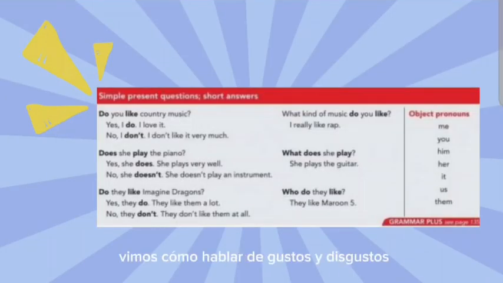In this unit, we saw how to talk about likes and dislikes, give opinions, make invitations, and make excuses. Questions in the simple present are formed by placing do or does before the subject and using the base form of the verb.